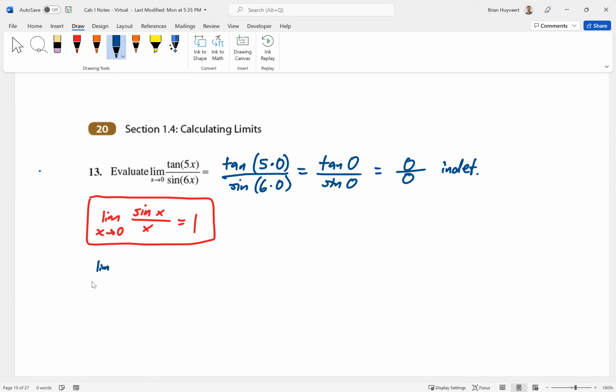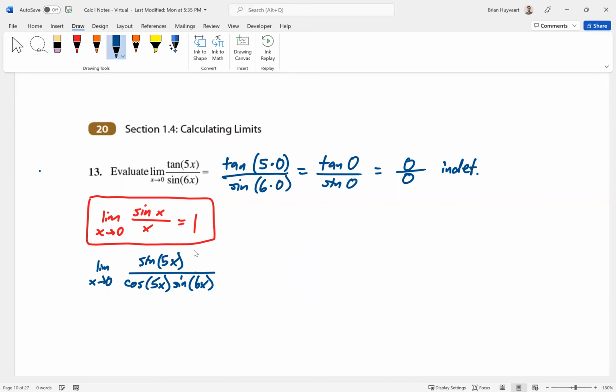So let's start with the function that we have, right? Tangent, first of all, we could rewrite that as sine over cosine. So let's do sine of 5x over cosine of 5x. And then, of course, we still have our sine of 6x in the denominator.